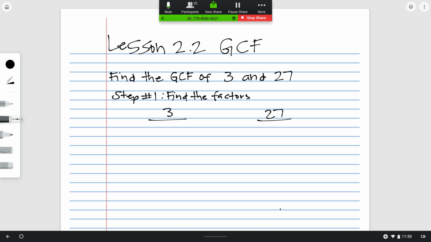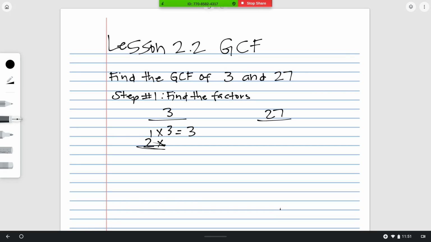Okay, you need to tell me right now in the chat, what combinations can I use to multiply to get 3? I'm going to start with 1 first. 1 times what will give me 3? Looking at that multiplication table, 1 times what will give me 3? Good. If you said 1 times 3 equals 3, you are correct. Can I do 2 times something to give me 3? Nope. And I already wrote down 3 times something, so I don't have to write that again.